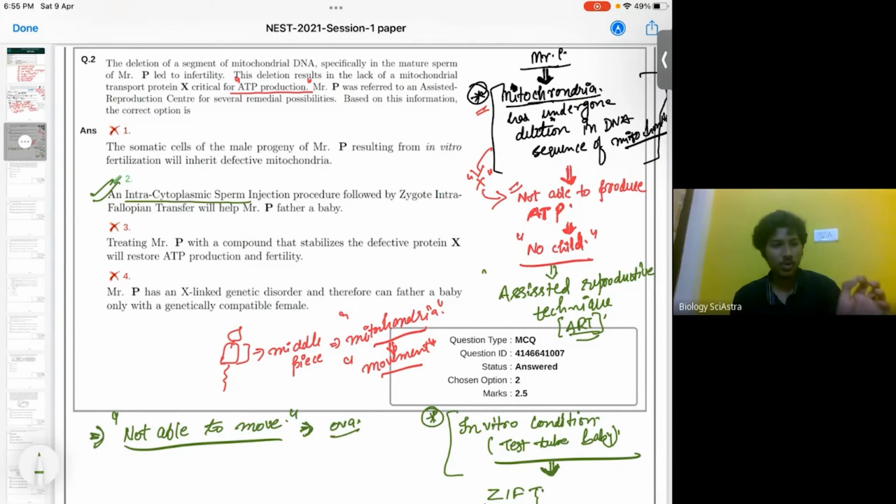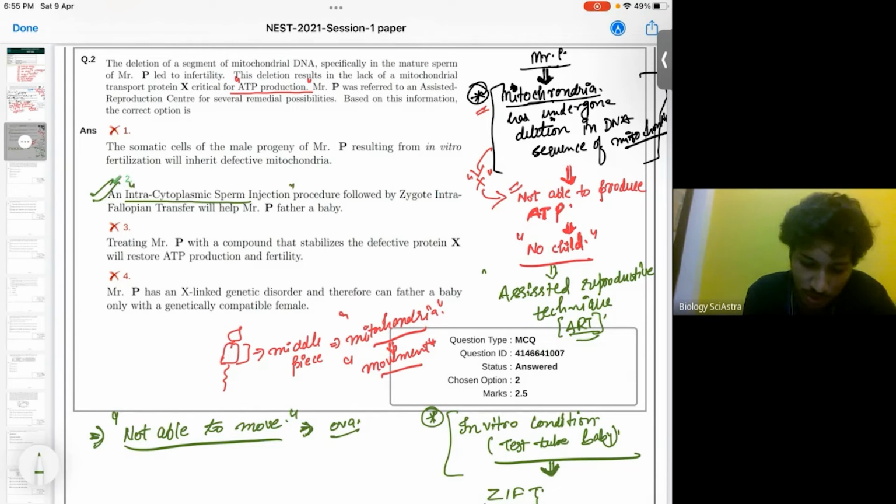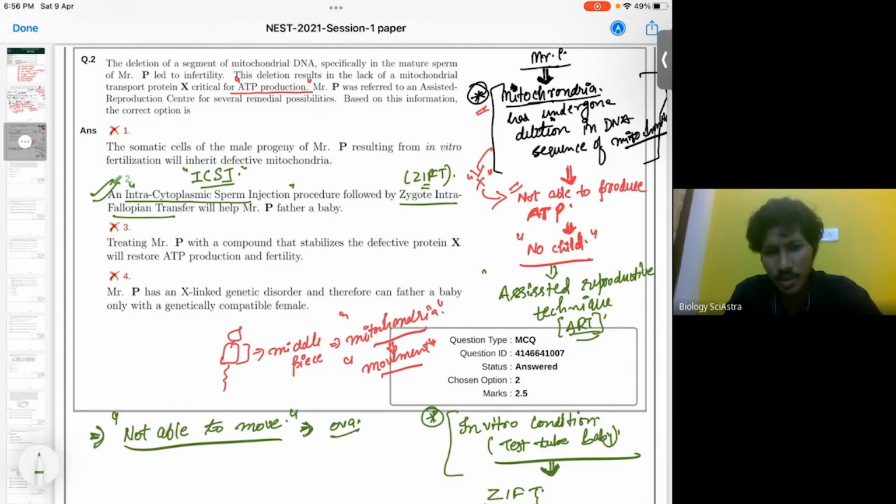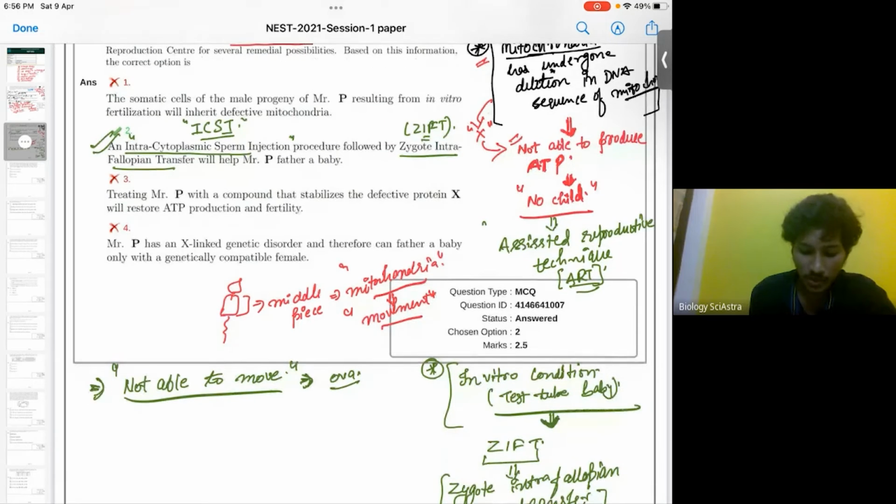We took one sperm and injected it into the ovum in vitro, which is known as intracytoplasmic sperm injection, also called ICSI, and subsequently ZIFT, zygote intrafallopian transfer. ठीक है? So this question was quite simple, if you have read the chapter on reproductive health.